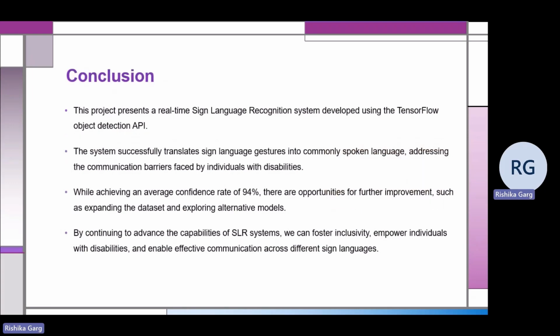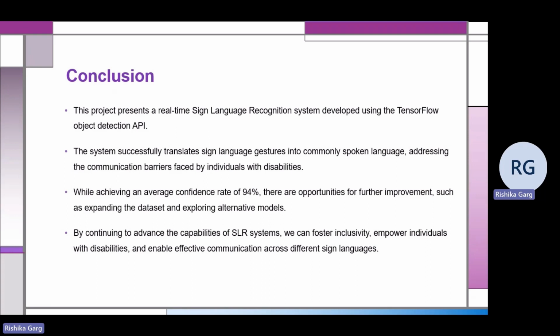Scope: voice integrated sensor gloves to recognize sign language motion, smart glasses integrated with SLR software, and an SLR mobile app. Conclusions are: this project presents a real-time sign language recognition system developed using the TensorFlow object detection API. The system successfully translates sign language gestures into commonly spoken language, addressing the communication barriers faced by individuals with disabilities, while achieving an average confidence rate of 94%.